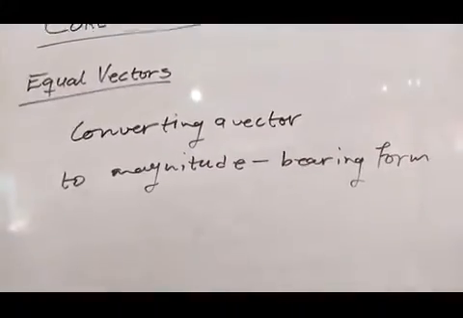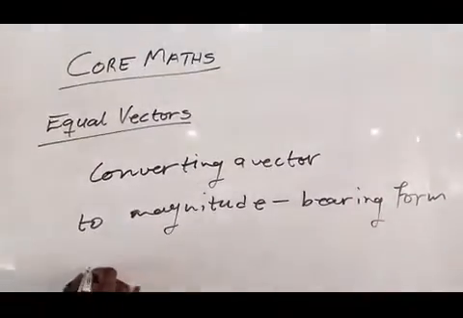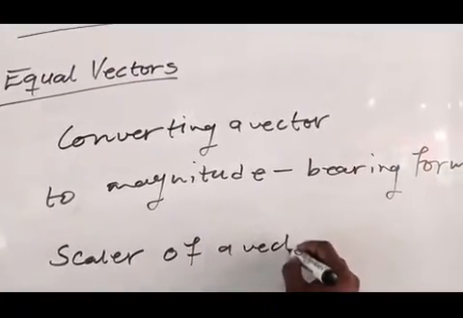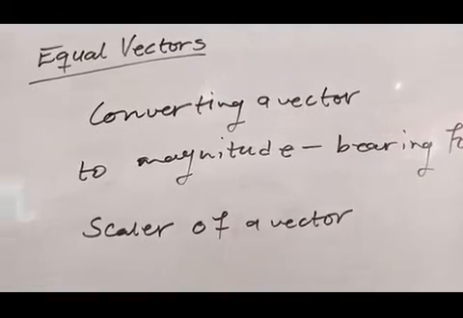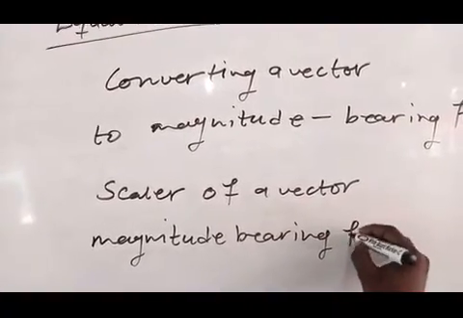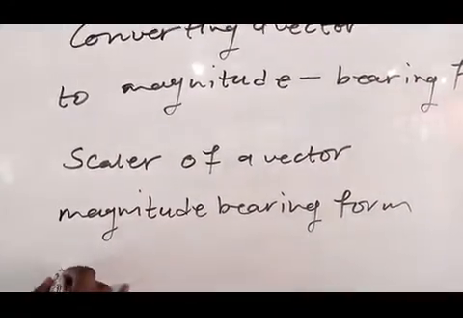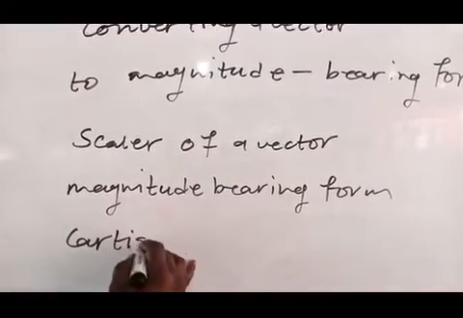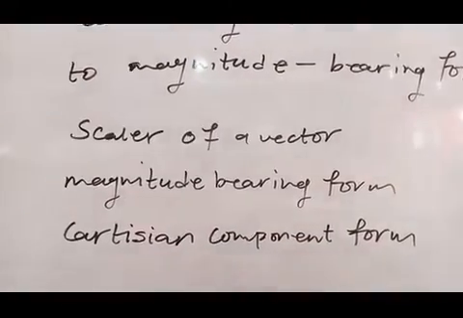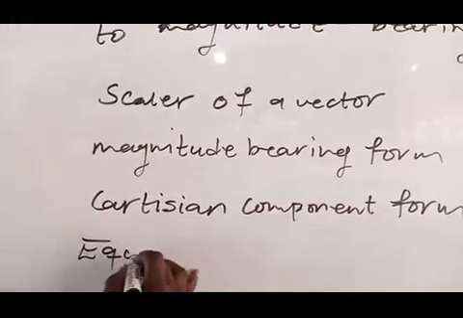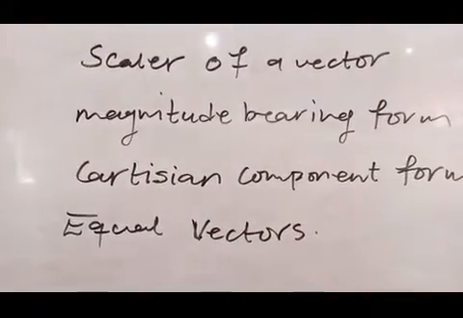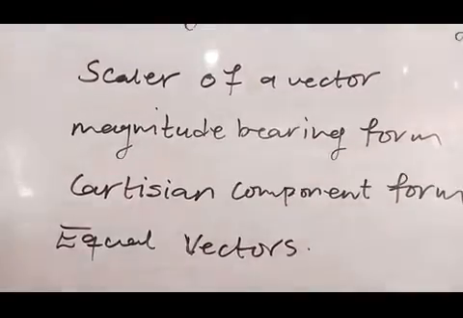We have also already gone through the scalar of a vector. We have gone through the magnitude bearing form of a vector, and we have also gone through the Cartesian component form. Today we are going to continue with the equal vectors. That's what we are going to continue with, and then we move on from there. So, equal vectors.